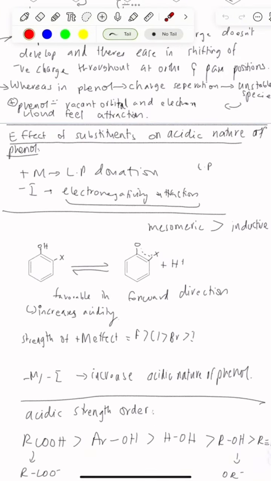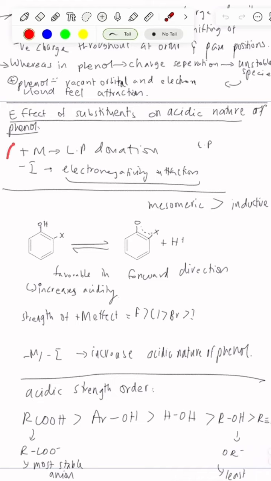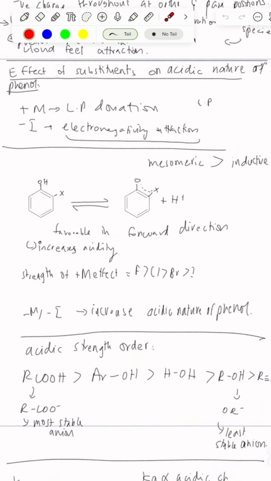Now, the effect of substituents on the acidic nature of phenol. As we know, a positive mesomeric effect is observed, which means that lone pair donation is observed in phenol, and there is electronegativity attraction. So what groups will provide increased acidic nature of phenol? Minus M and minus I groups.